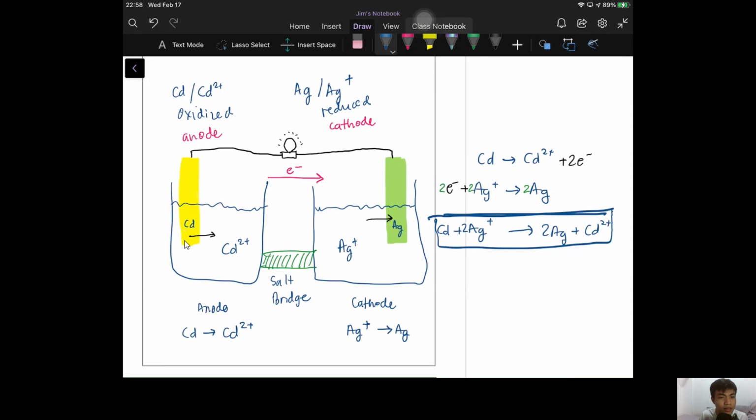Yun. Pag oxidation yan, ang flow ng atoms mo ay from metal to solution. Okay? So again, from metal to solution kapag oxidation. Kapag reduction, yan ay from solution to metal. Okay?